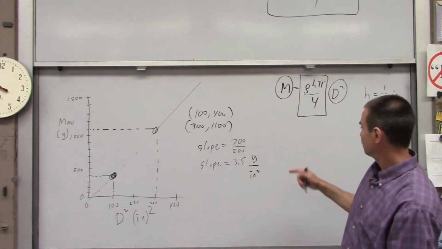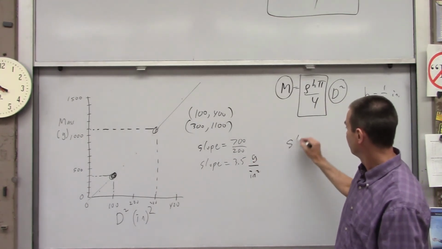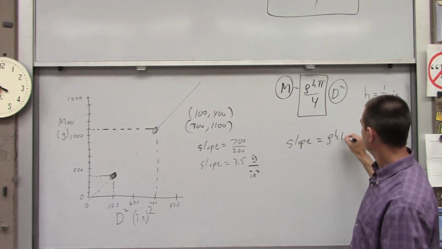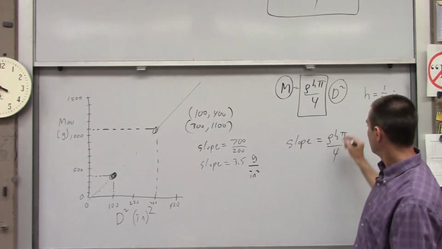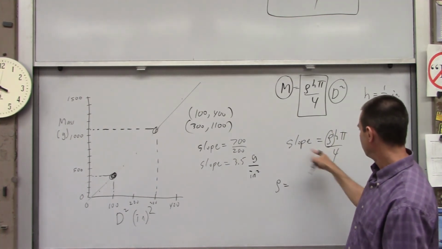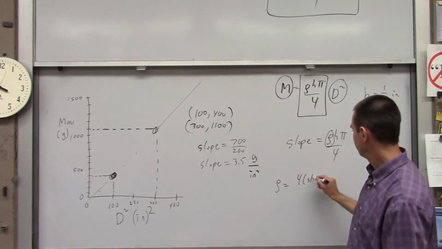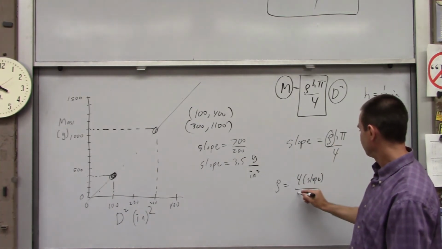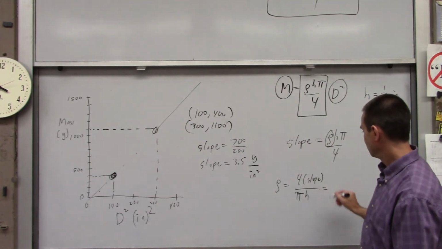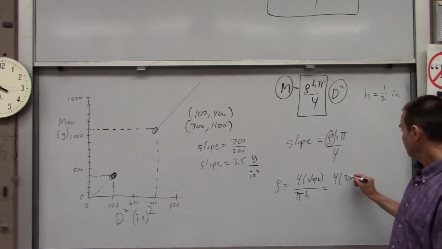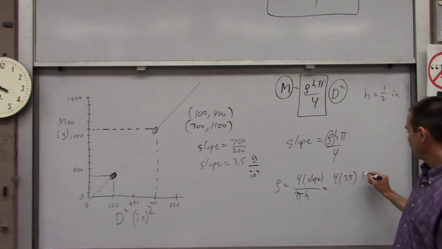Okay, so the density, or the slope, is simply that. Rho h pi over 4. I want rho, so I'll do the math for that. Rho is equal to 4 times the slope over pi h. Okay, and we have all those numbers. We get 4, the slope was 3.5. Now notice the units, by the way. The slope was grams per inches squared, right?